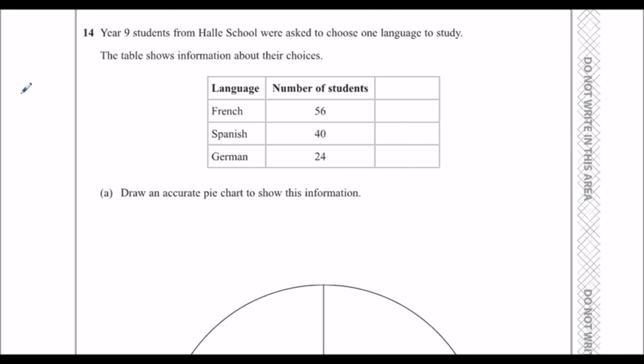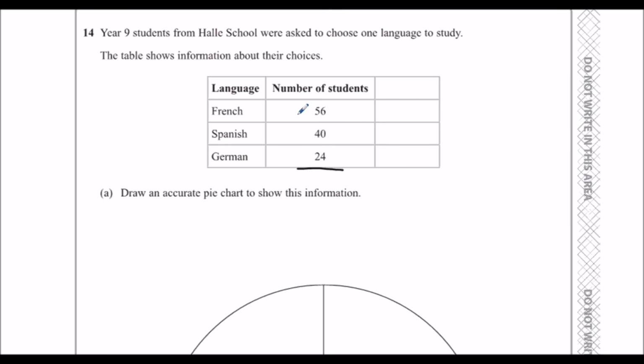Question 14. Year 9 students from Halley School were asked to choose one language to study. The table shows information about their choices. So we've got French 56, Spanish 40, and German 24. So we're going to draw a pie chart for this information.